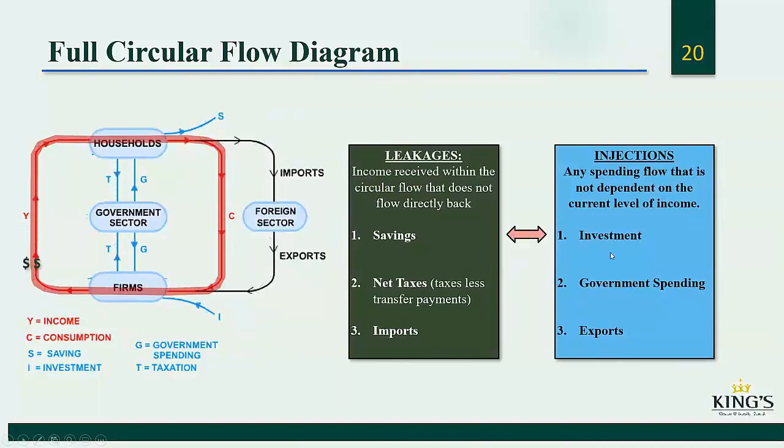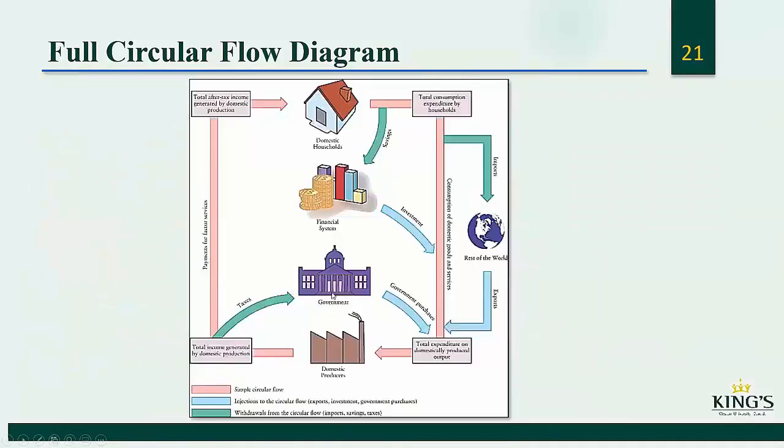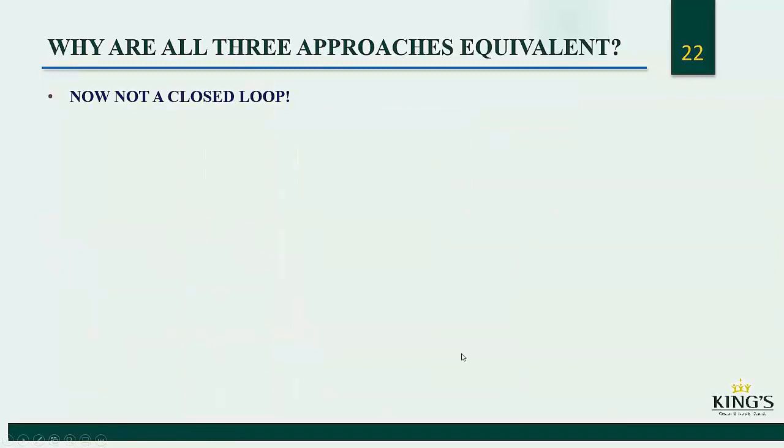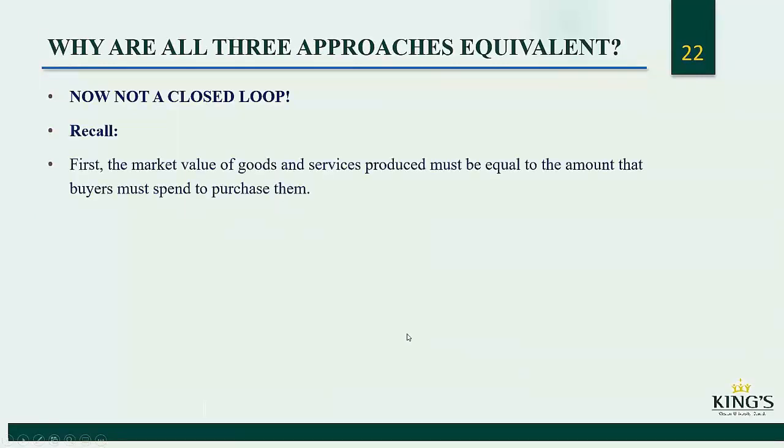Again, this is just a summary here. Savings and investment are the two corresponding counterparts, I guess you could say. And then you have taxes and government spending, and imports and exports. This is just for your notes to have. I gave you another diagram to look at when you're studying.